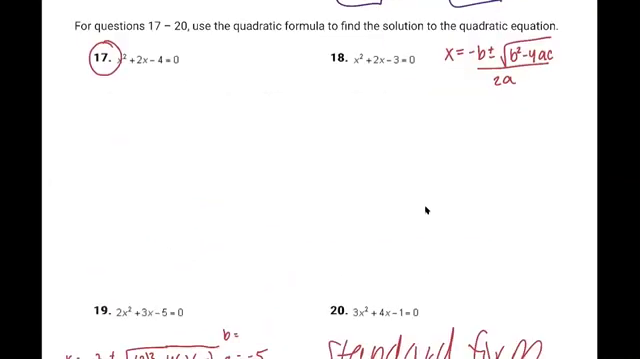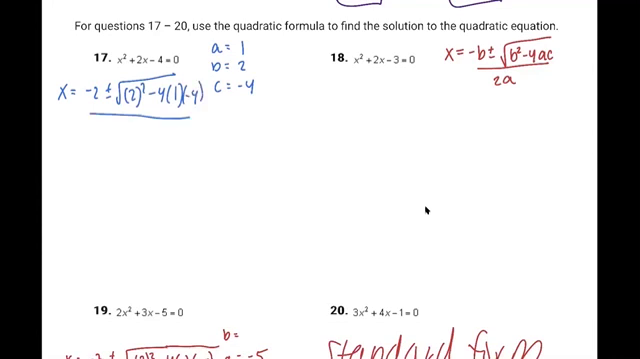Okay, so again, we check. It is in my ax squared plus bx plus c equals 0 form. So now I'm just able to look for a, b, and c. So a is 1, b is 2, and c is minus 4. Then I just plug into my equation: plus or minus square root of 2 squared minus 4 times 1 times negative 4, all over 2 times 1.